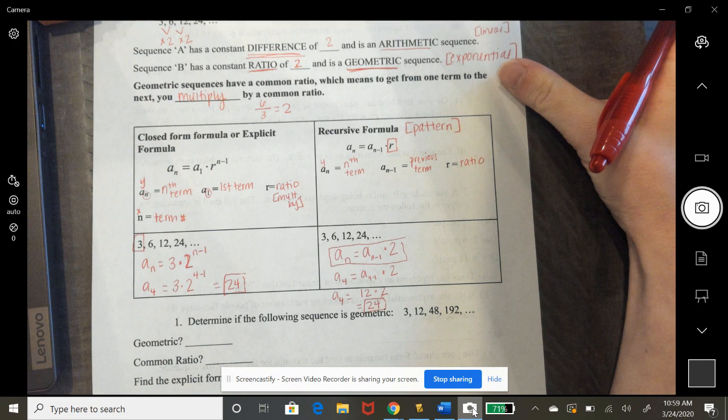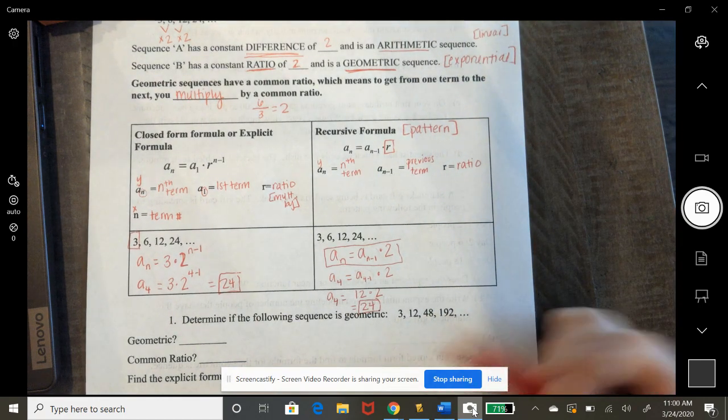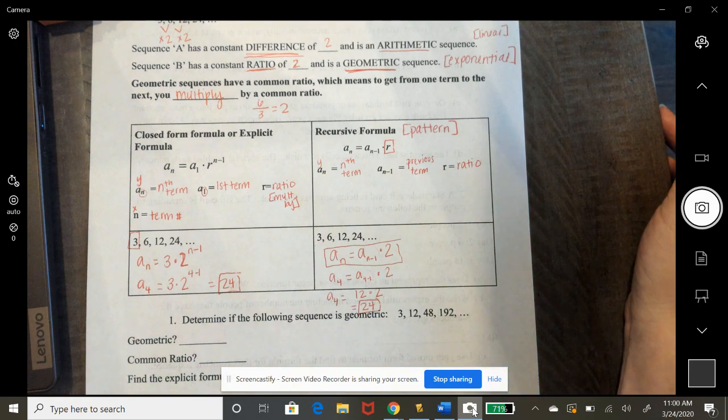Okay, so those are our 2 different types of formulas. So we'll do one quick example on that. And then we're going to compare these to exponential functions on the other side.